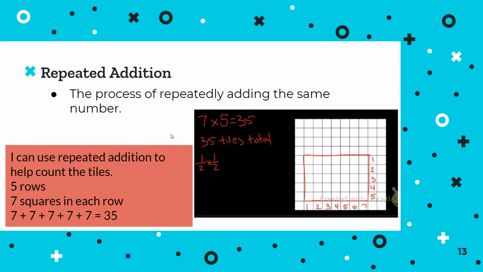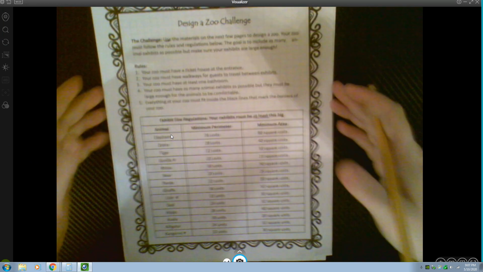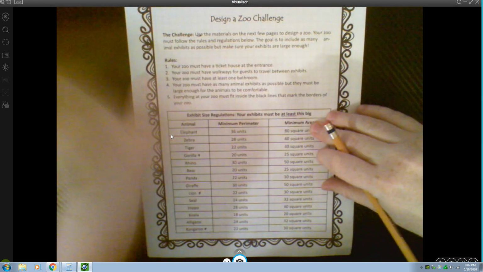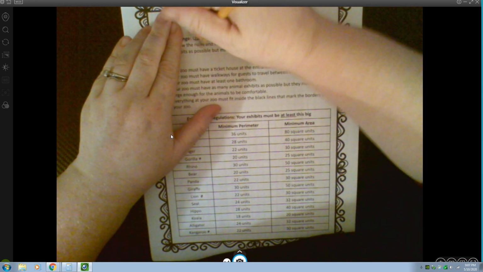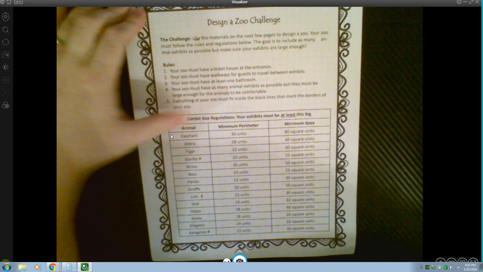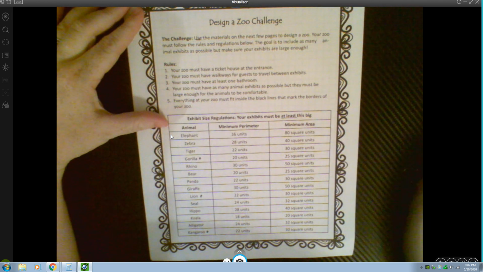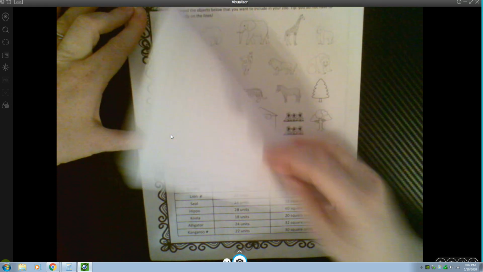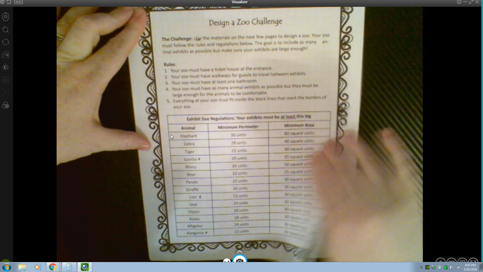All right, so now I'm going to switch over to my document camera to show you the activity that we're going to do for this lesson. We are going to be creating a zoo. The challenge is to use the materials on the next few pages to design a zoo. This is what they're talking about. I'll show you in a minute.